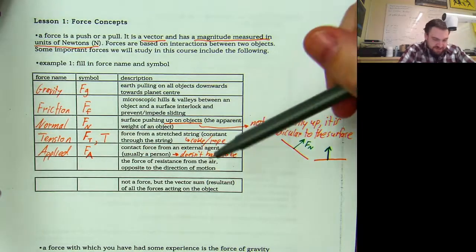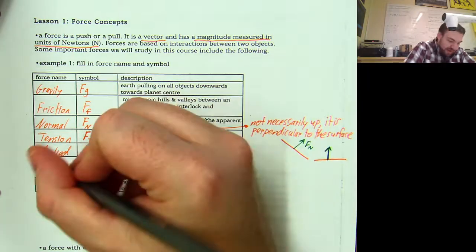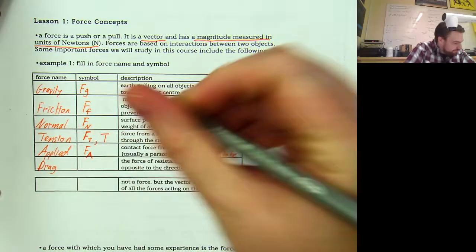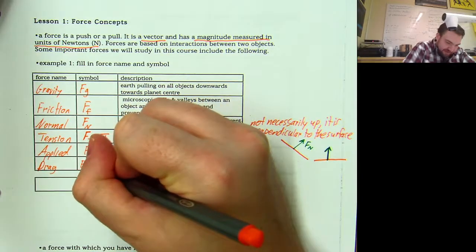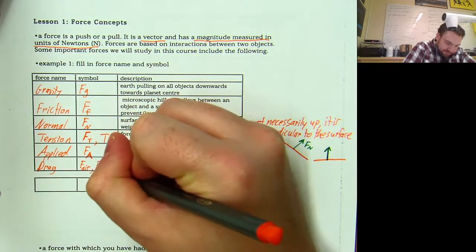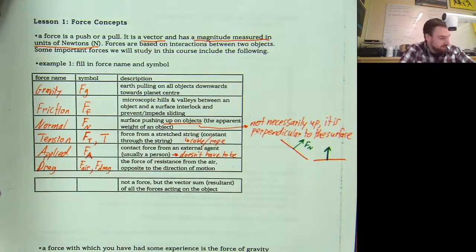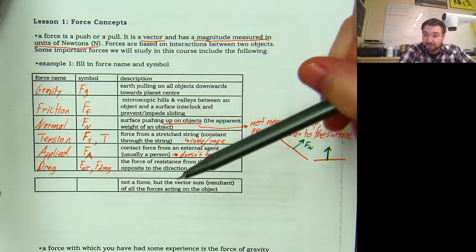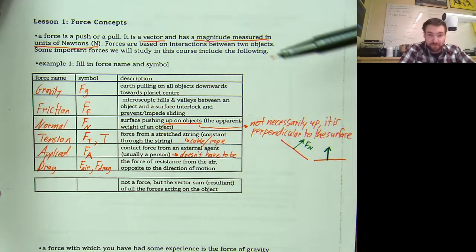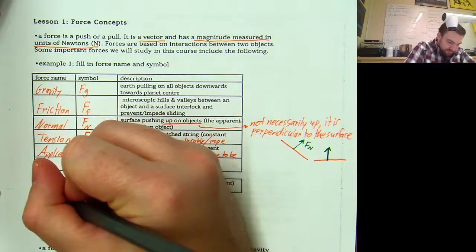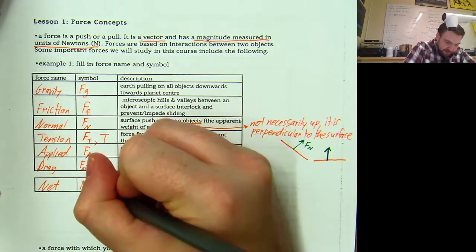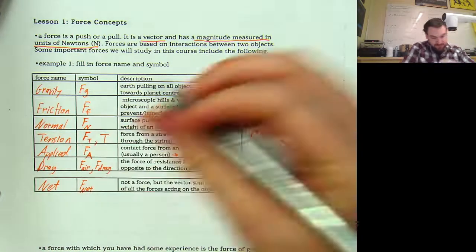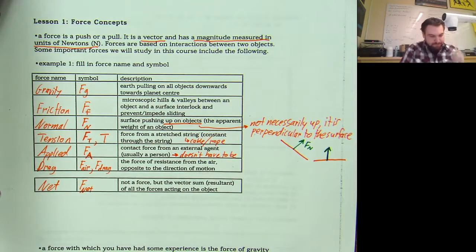And then the force of resistance from the air opposite to the direction of motion, we call this drag. It'll be called either F sub air or F sub drag. We typically write that out. And then this is not a force, but it is the vector sum resultant of all the forces acting on an object. This is net force, and we call that F sub net. Okay. So these are typically what we use in Physics 11.